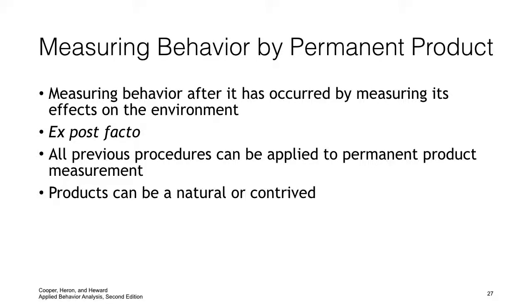Permanent product is another data collection method you can consider. You will measure behavior after it has occurred by measuring its effects on the environment. The easiest examples I can give you include assignments or art activity, artwork. After your students complete assignments or an art activity, you will just see how they completed it or how well they completed it. So you will check their completions or the quality of work. You don't have to observe your student the whole time while they're engaging in those activities, but you will just check the completions or the quality of work they completed.